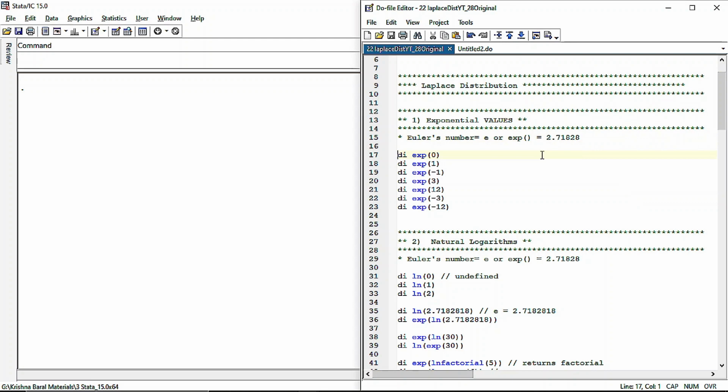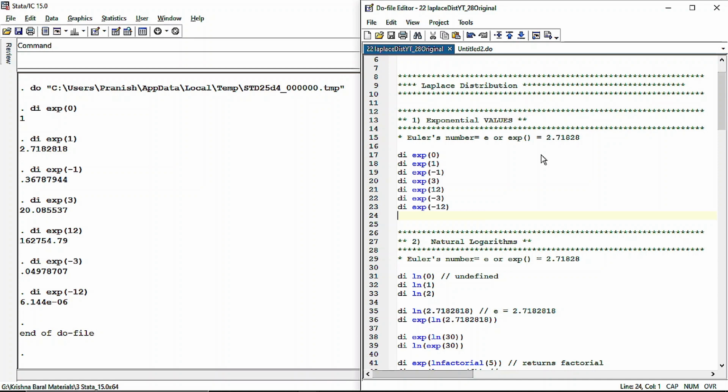The first is the exponential function, deriving e to the power of the required value. E to the power 0 is equal to 1, and e to the power 1 is Euler's number. Then we have e to the power minus 1, e to the power 3, 12, and so on. E to the power minus 12 is a very small number, nearly 0.